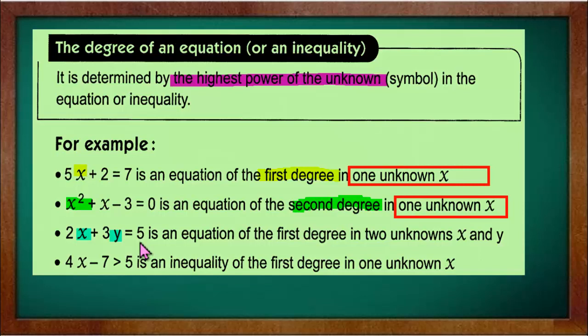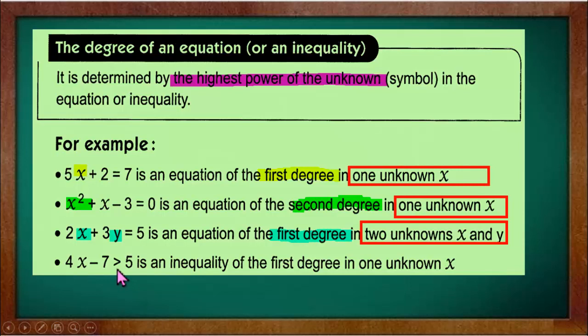Since there is no power written above, each one of them is to the power of 1. As a result, this equation is of the first degree. But here we have two unknowns, x and y. The last one is 4x minus 7 greater than 5.